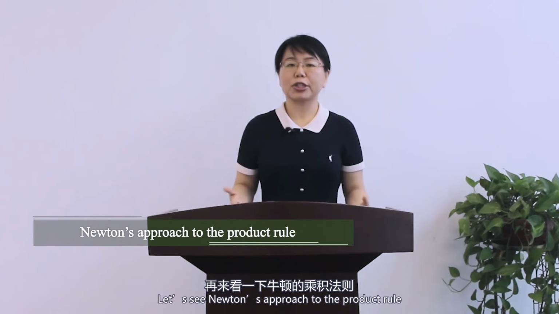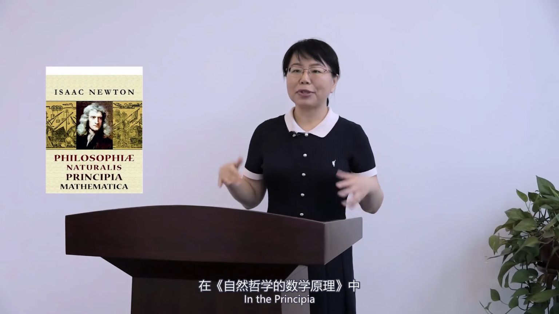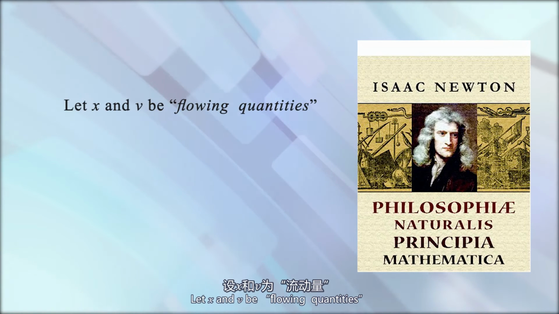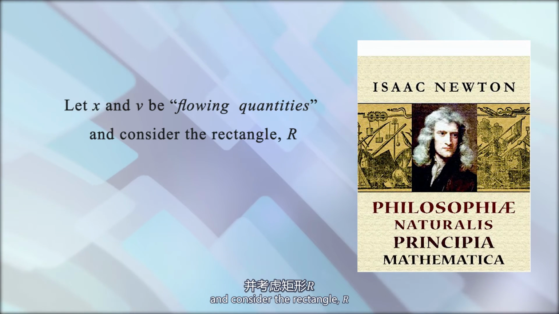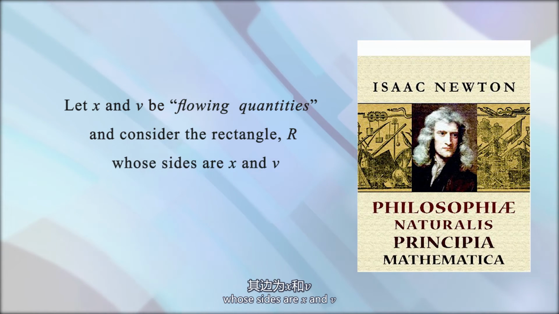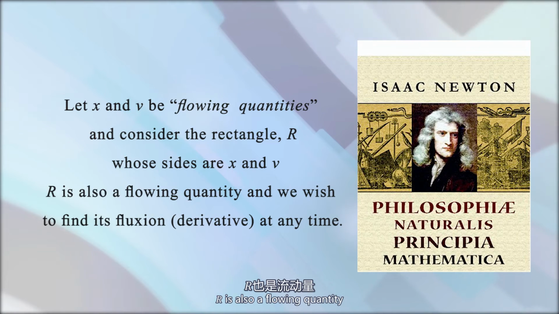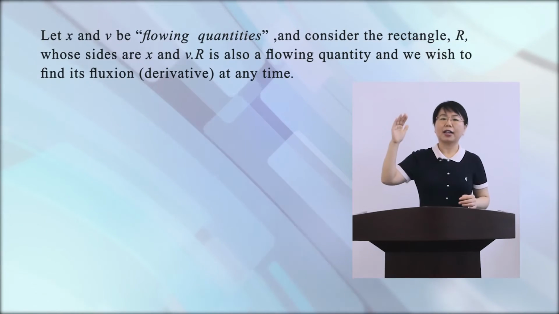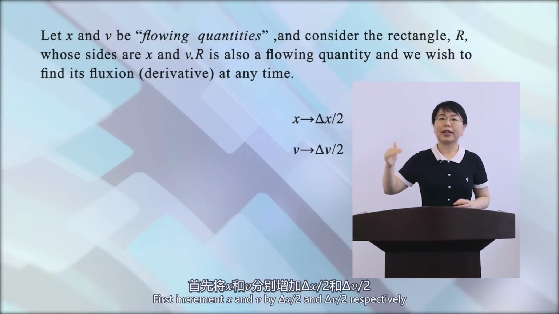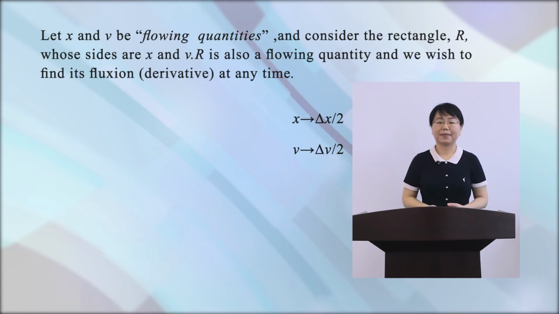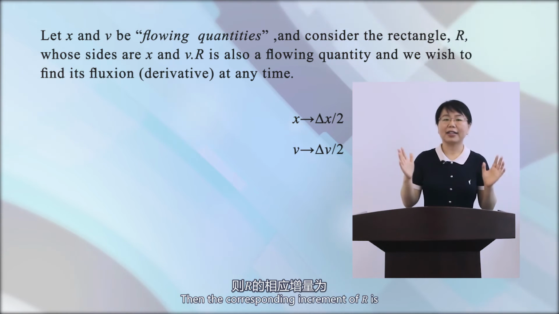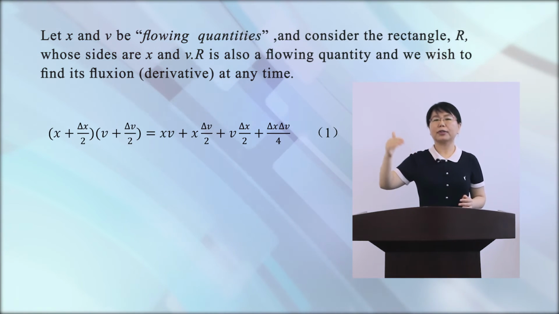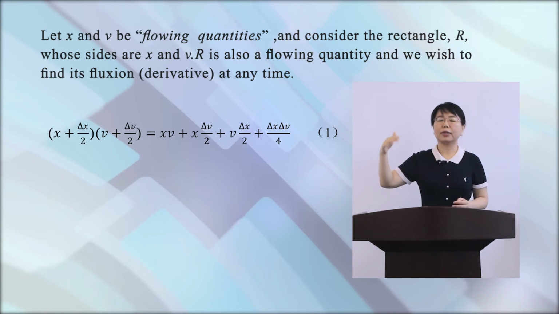Now, let's see Newton's approach to the product rule. In the Principia, Newton proved the product rule as follows. Let x and v be flowing quantities, and consider the rectangle R whose sides are x and v. R is also a flowing quantity, and we wish to find the fluxion at any time. First, increment x and v by delta x over 2 and delta v over 2 respectively. Then, the corresponding increment of R is x plus delta x over 2 times v plus delta v over 2 equals xv plus x delta v over 2, and so on.